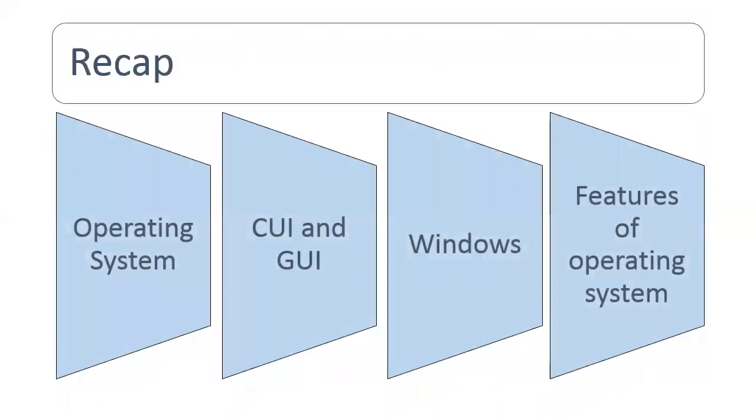In the next slide, we will recap. An operating system is a set of programs that manages the resources, processes commands, and controls the execution of programs. We've also learned CUI and GUI. The user in a character user interface types commands to interact with the computer, where MS-DOS is an example of CUI. The user in a graphical user interface clicks the icons to interact with the computer. Windows is an example of GUI.